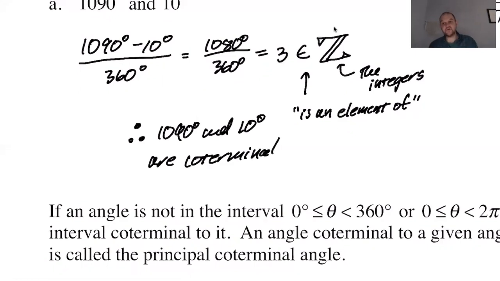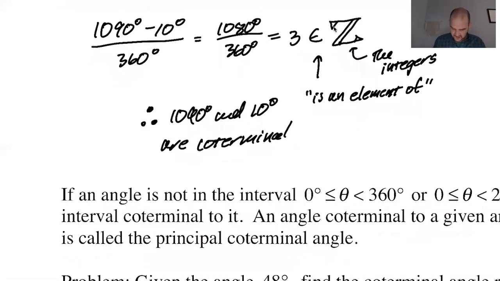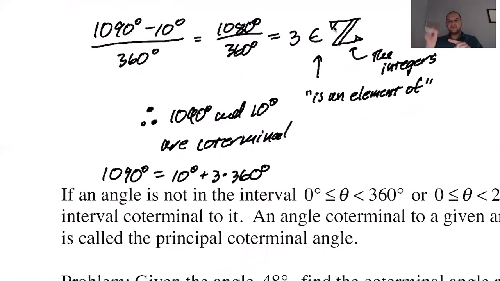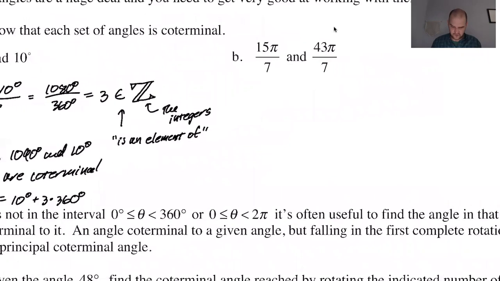Now, if angles are coterminal, then you can write them in terms of each other. For example, I could say that 1090 is equal to 10 degrees plus 3 times 360 degrees. Why is that helpful? Think about the drawings we were making on the previous page. I know that I need to go 360 degrees, 360 degrees, 360 degrees, another 10 degrees, and that's it. Basically, just draw 10 degrees, and you will get the coterminal picture.